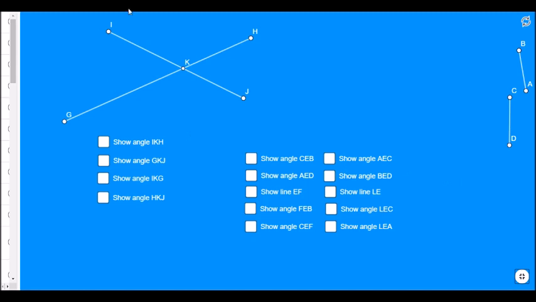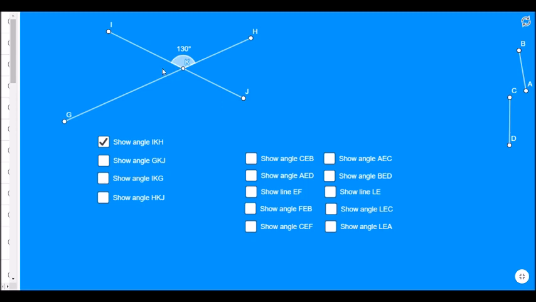So let's consider this diagram. I'm going to tell you that angle IKH is 130 degrees. So that's the angle that goes from I to K to H. I want you to think very carefully about last lesson, and then ask yourself, what does angle IKG, in other words this missing angle here, have to be?